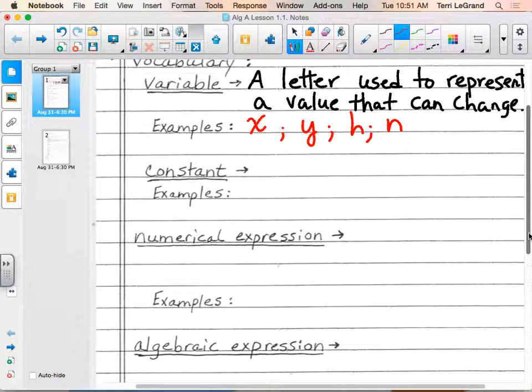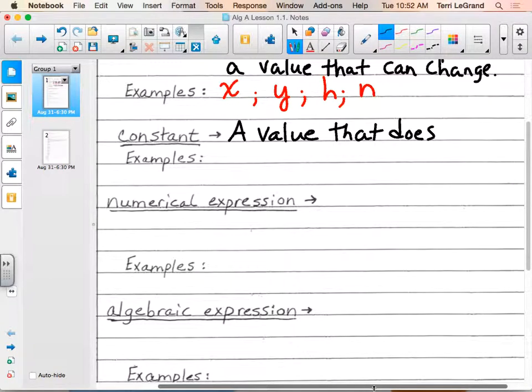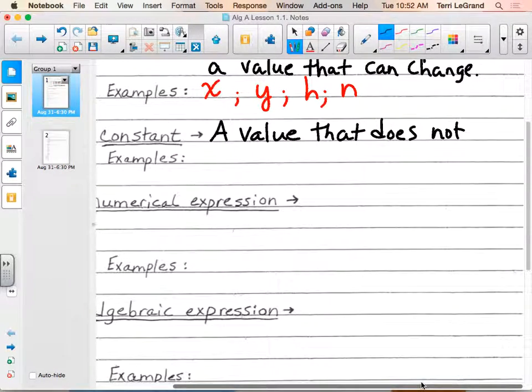Okay. Constant. What's the definition for a constant? A value that never changes. Awesome. A value that does not change. Some days I just write so big. Okay, a value that does not change.